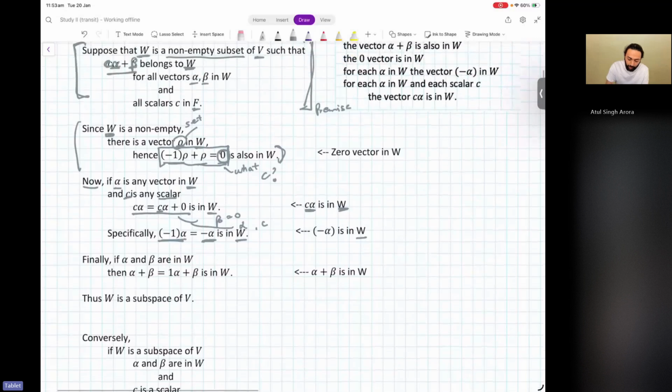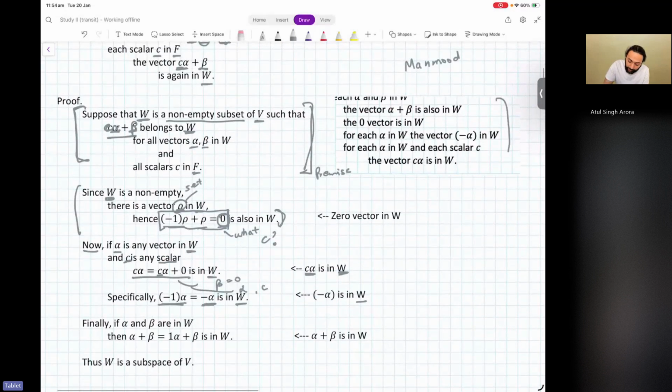And I'm just trying to establish all the properties we needed, right? These are the properties that we want to establish. That alpha plus beta is in W. The 0 vector is in W. For each alpha, minus alpha is in W. And for each alpha in W, the scalar C alpha is also in W, right? So this is the one that's left, right? The other ones are all, I think, done, right?